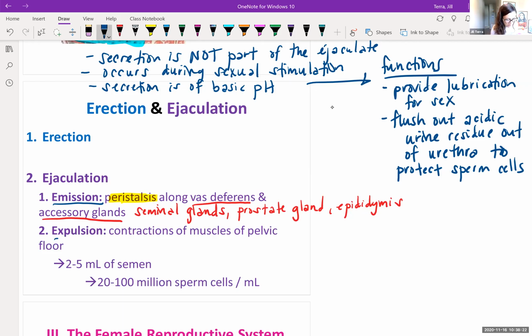And then that leads to expulsion, which is the contraction of the muscles of the pelvic floor, okay? And so it's not that the sperm cells are swimming out. No, they're being contracted out at a very quick force, and anywhere from 2 to 5 milliliters of semen can then be deposited in the female, and per milliliter, there can be anywhere from 20 to 100 million sperm cells.